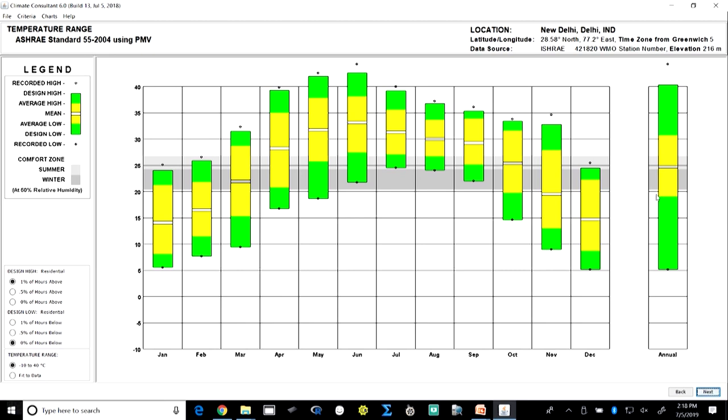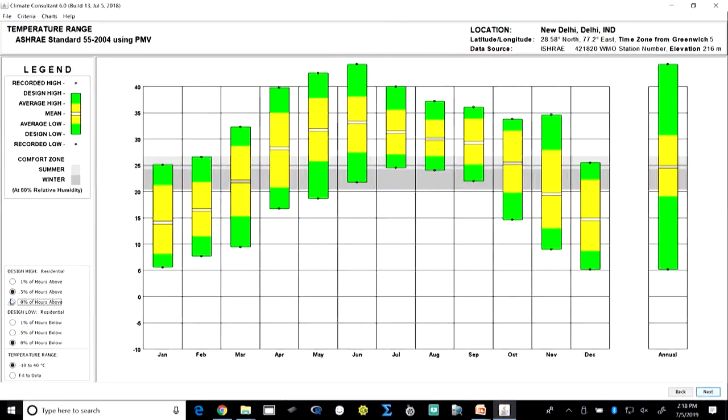Now, here we are looking at the design high and design low. So, we are looking at 1% of hours above the design high temperature, which is here. Suppose I change it to 0.5. So, we see that only 0.5% of the hours will be above the design high, which implies that we are designing for a temperature where only 0.5% of the hours will lie above the design high temperature that we have taken. If we take it 0%, the design high temperature will be the maximum temperature that has been recorded ever in a given month.